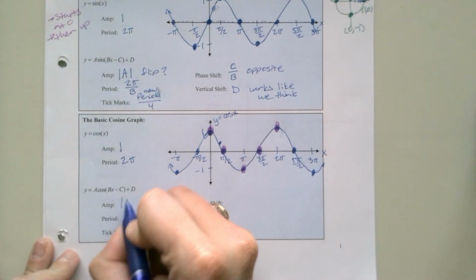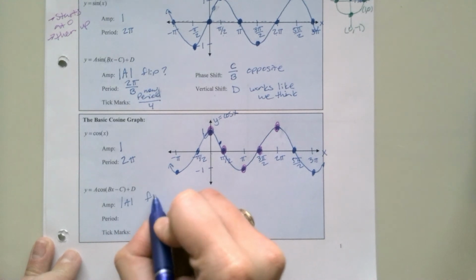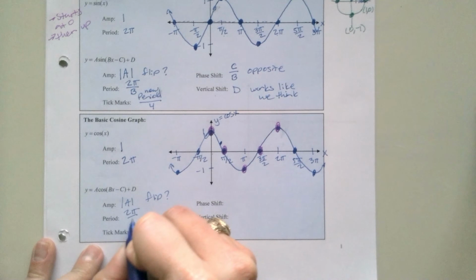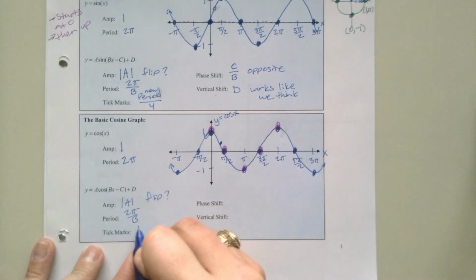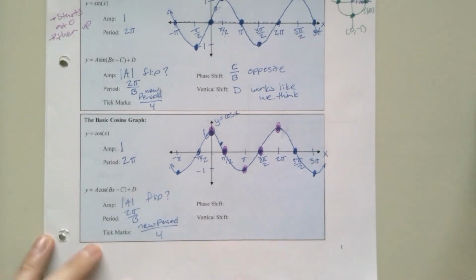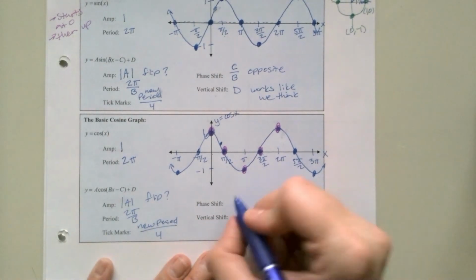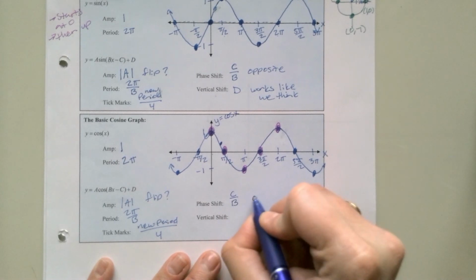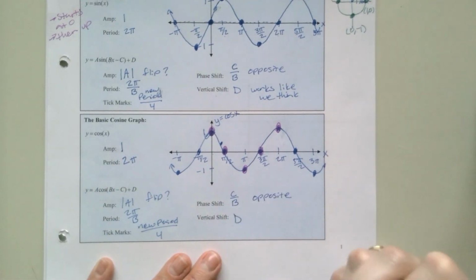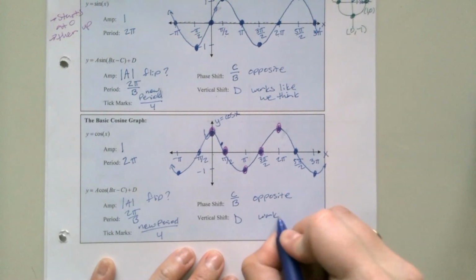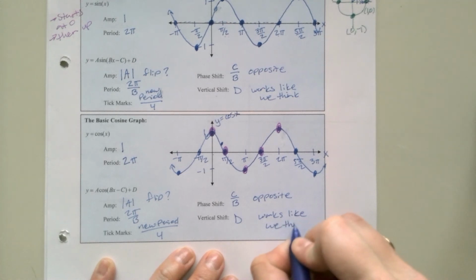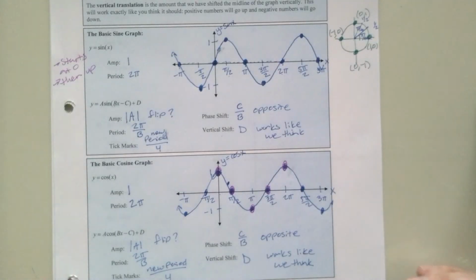My amplitude is the absolute value of A, and maybe I flip it depending on if it's negative. My period is 2 pi over B. The tick marks are the new period, always divided over 4 into quarters. My phase shift is C over B, and that's going to work opposite of how I think it should. And my vertical shift is just D, and it works like we think. So lots of information on this page.